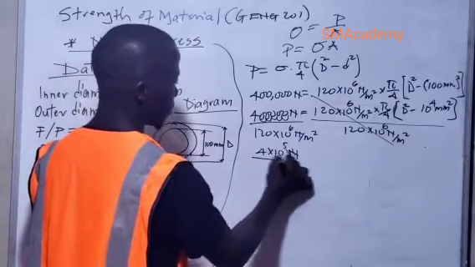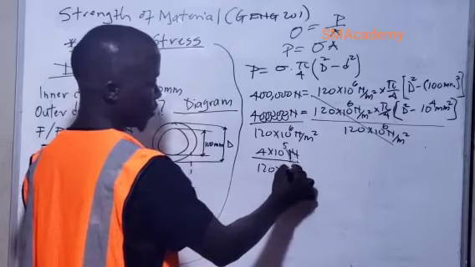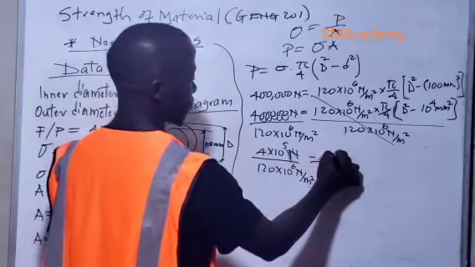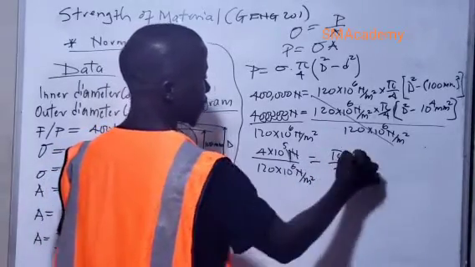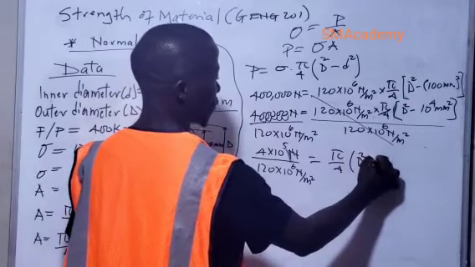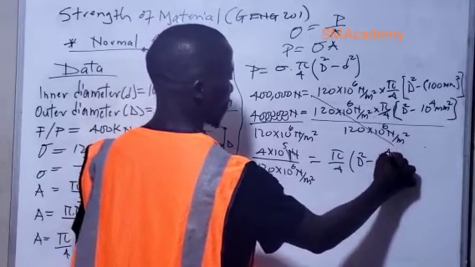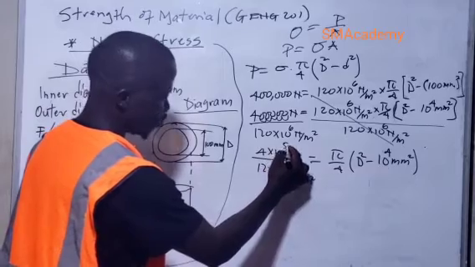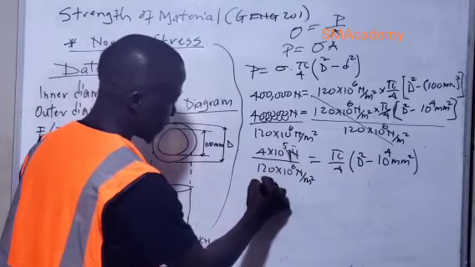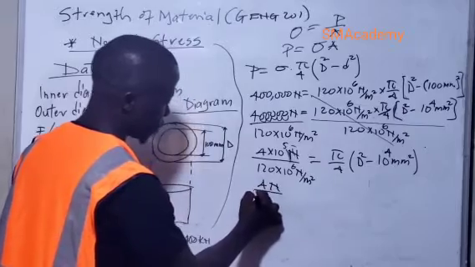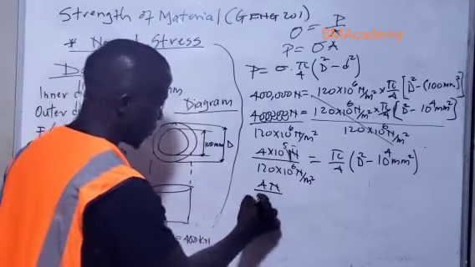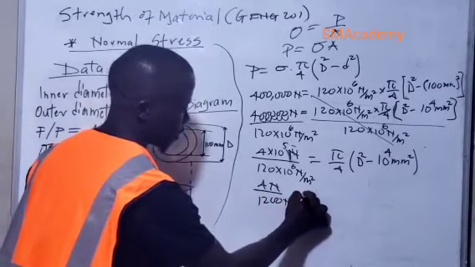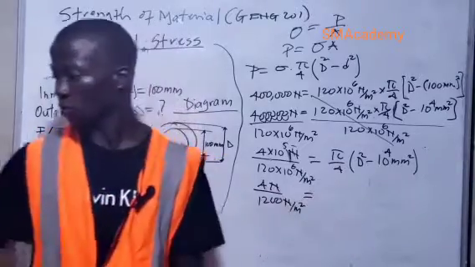This is Newton, divided by 120 times 10 raised to 6 power Newton per meter square, equal to pi over 4 parenthesis open outer diameter square minus 10 raised to the 4 power millimeter square. So now if we drop the power down, we subtract it by 1, we have 4 Newton divided by 120 times 10, we have 1,200 Newton per meter square.